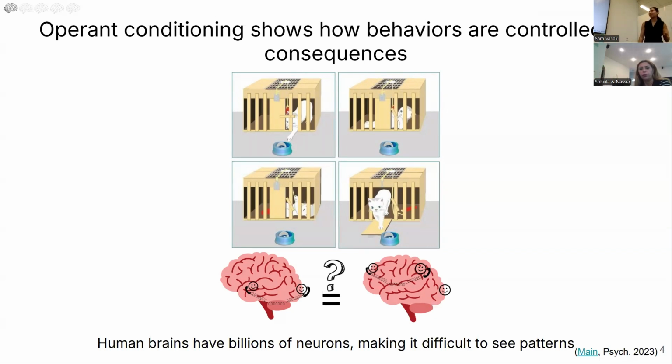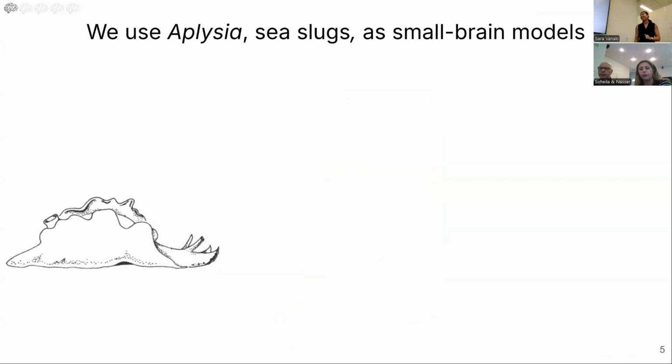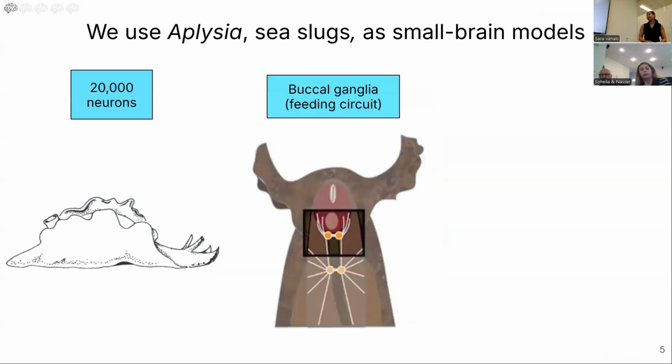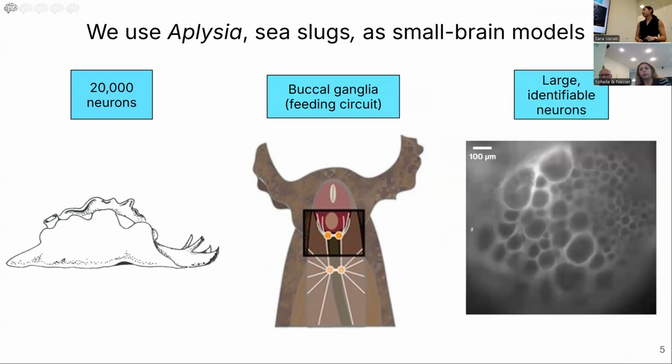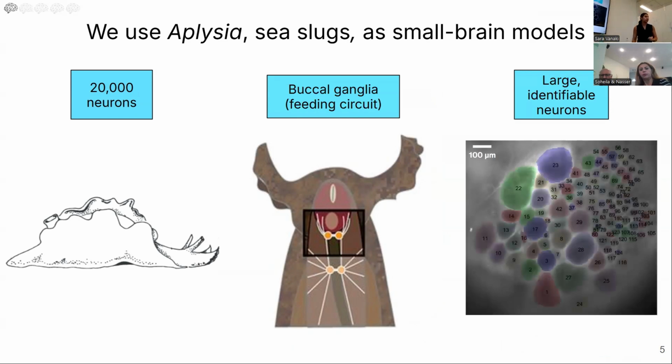You may be wondering, what's an Aplysia? An Aplysia is a sea slug, and over here, the head is facing towards me. In their entire central nervous system, they have around 20,000 neurons. Specifically, we can look at the buccal ganglia, or the feeding circuit, to look at the effects of operant conditioning. The nice thing about the buccal ganglia, which has around 2,000 neurons, is that we can image these neurons since they're really large and identifiable. In this image alone, there are around 124 different neurons that we can look at and see the activity from.